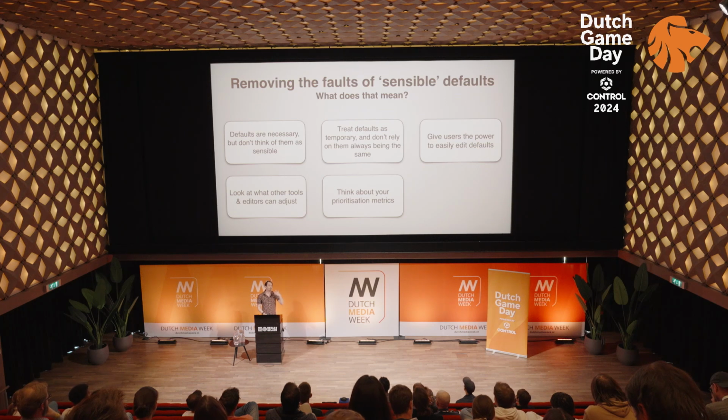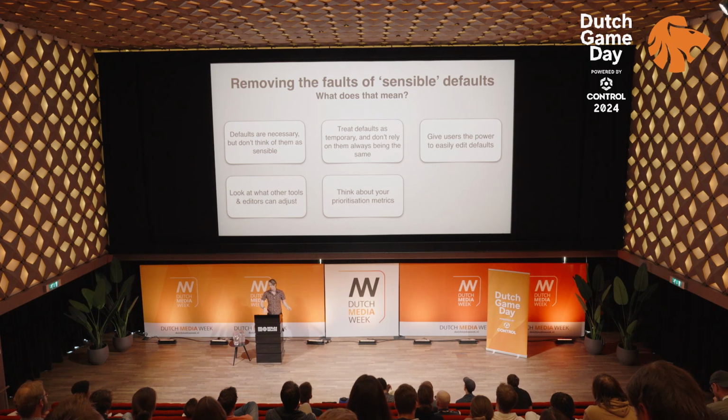And also, think about your prioritization metrics, right? If the thing is done, it doesn't always mean that it's easily usable. Think about those things. What is the prioritization that we're setting to this? If it's doable but I have to jump through 5 hoops, is that really as good as we can get it to be?